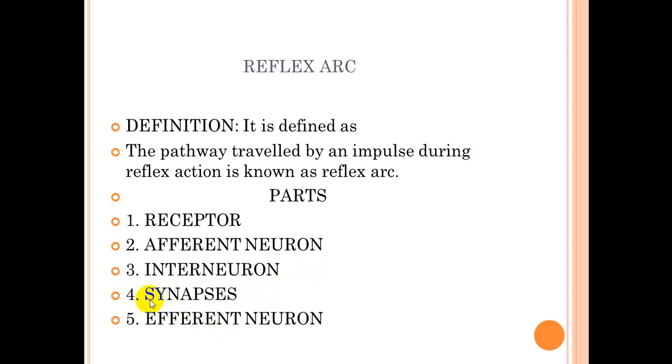Synapse is the connection or communication between two neurons. वहाँ से and through synapse it will be given to the efferent neuron, and efferent neuron will carry the message away from central nervous system to the effector. Effector में दो चीज़ें आती हैं, muscle and hormones. तो muscle और hormone जो है वो they will give response to the stimulus. So this is a reflex arc.